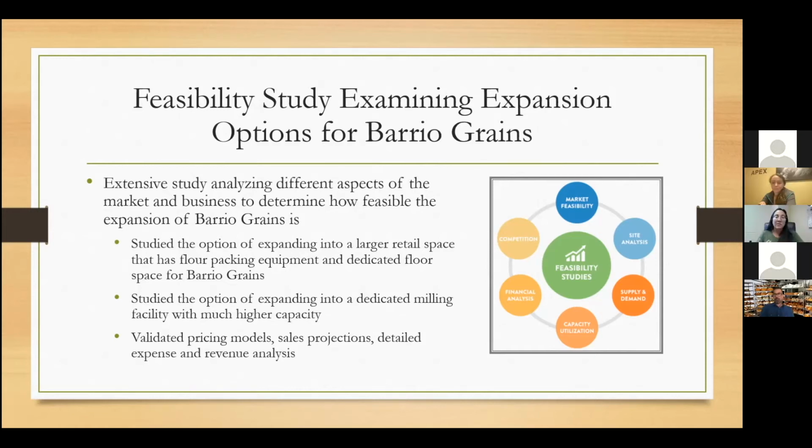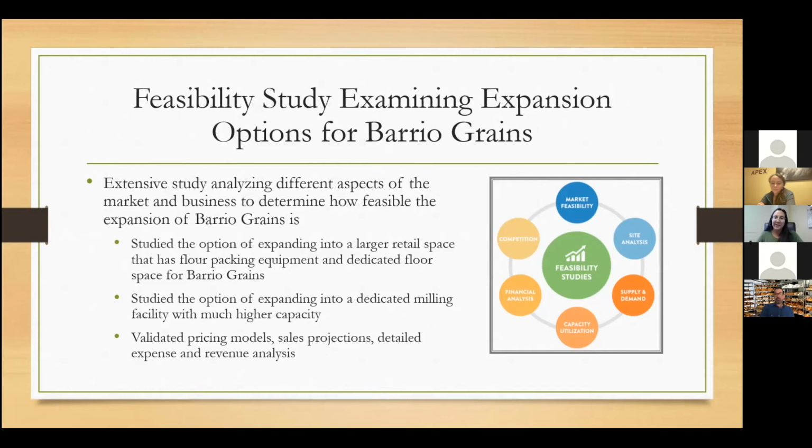And so we also explored that through the feasibility study, and just looked at sales projections, just kind of how different things would look. What we have found at this time is that the expansion of Barrio Grains into a larger facility with the dedicated equipment looks very promising, and we're really hoping that can be a step that Barrio Grains can take. The milling facility, while exciting, is not there yet. The market's not quite there.